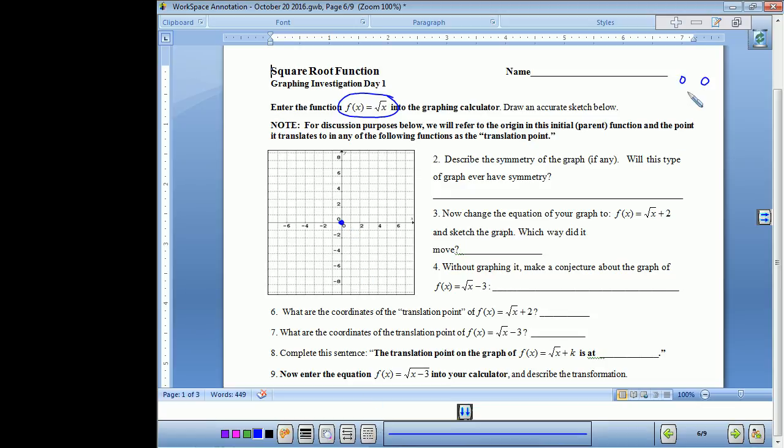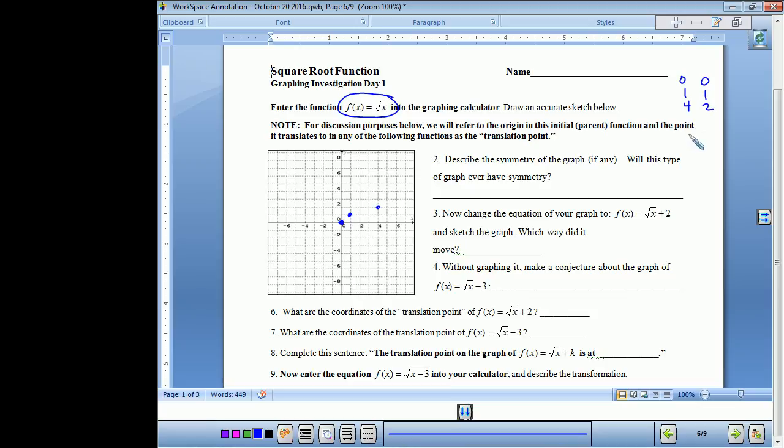What about 1? Can we take the square root of 1? Yes, it's 1. So 1, 1. And I heard David say this a second ago: 4, 2. Okay, 4, 2. I like it. What's the next number?